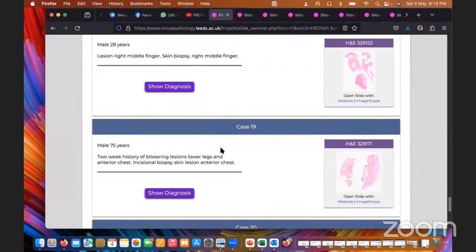Now moving on to case number 19. This is a comparatively straightforward case. A male of 75 years with only a short history of blistering disease in the lower leg or anterior chest. Okay, so the incision biopsy was done.